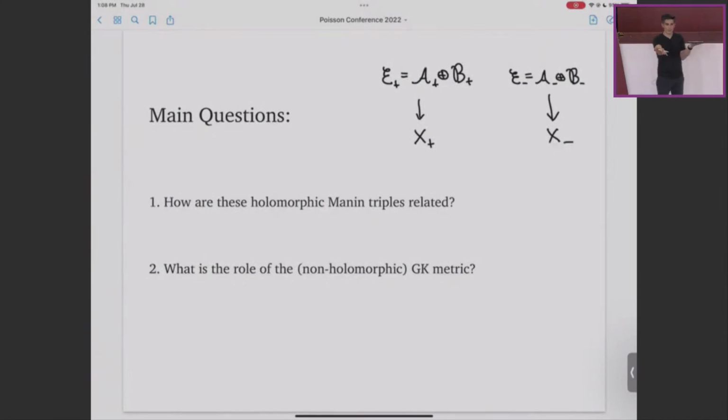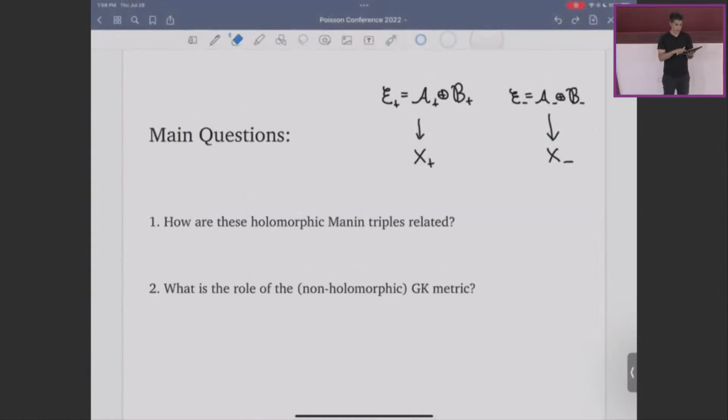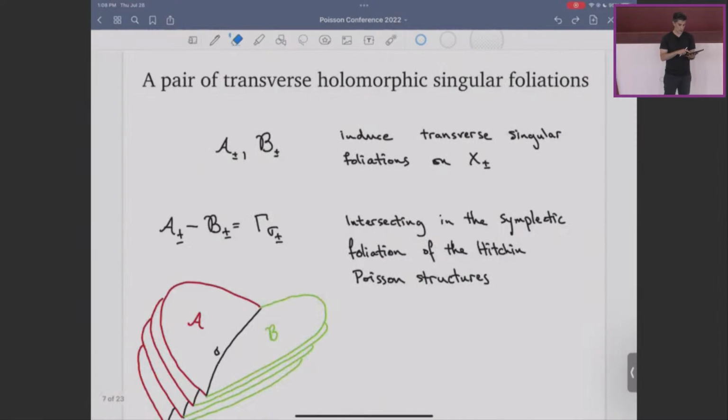Yeah, Mario. What does this minus sign mean when you write A plus, B plus? It doesn't mean intersection. What do you mean by that? You mean the little subscript plus? Yeah, minus. If you go to the previous slide. Yeah, you wrote A plus minus B minus.